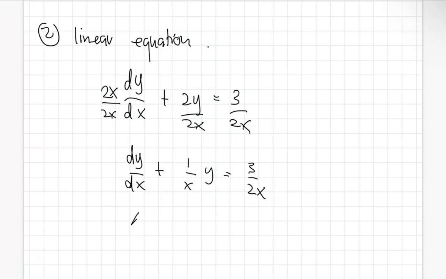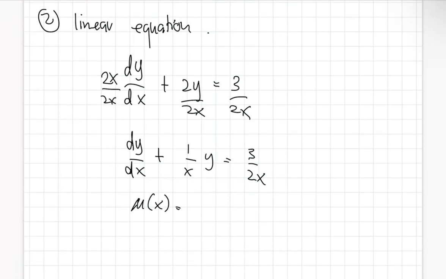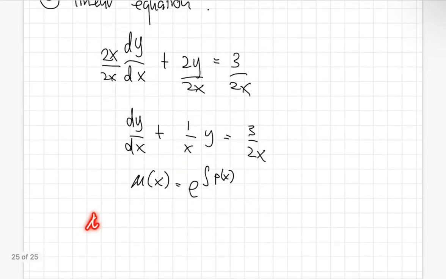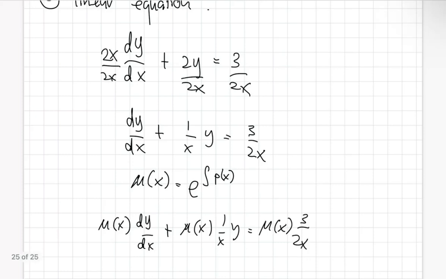Then you need to find the integrating factor mu(x), where the integrating factor equals exp of the integral of p(x). What is our p(x)? This one is p(x), so exp of the integral of 1/x. After that, you multiply by mu(x) through the equation: mu(x) dy/dx plus mu(x)(1/x) y equal to mu(x)(3/(2x)).